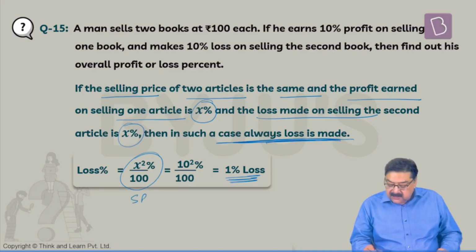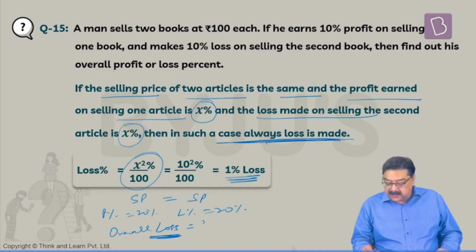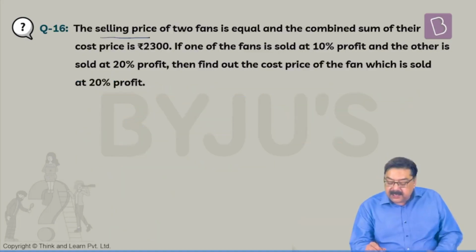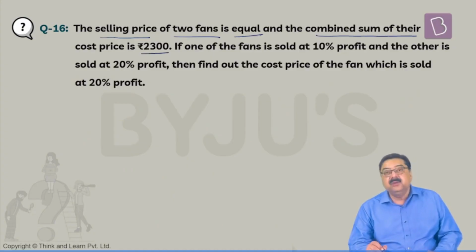So selling price in each case is same. Here profit percent is 20% and here loss percent is 20%. Then overall there will always be a loss made. And how much is that? X square by 100%. That is 20 square by 100. That is 400 by 100. 4% loss.